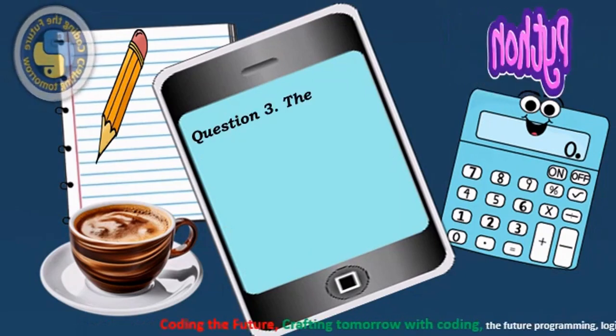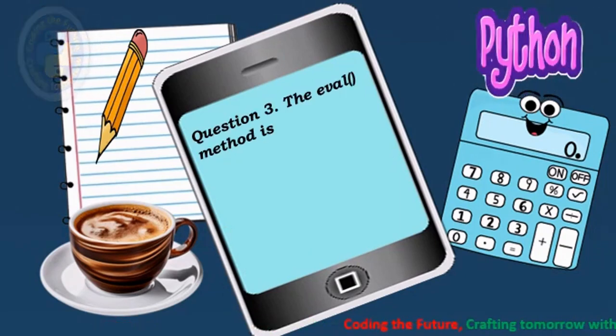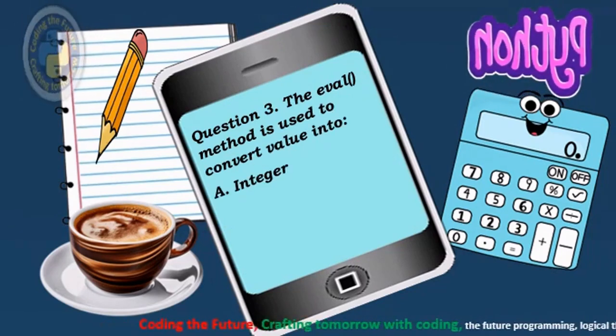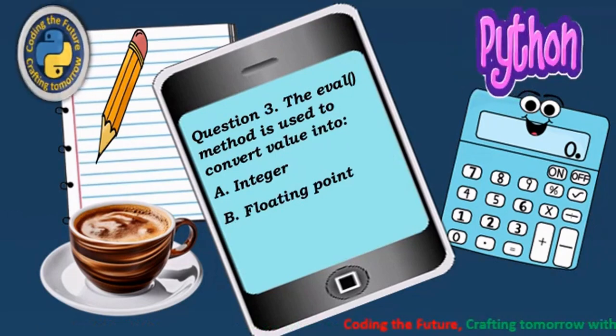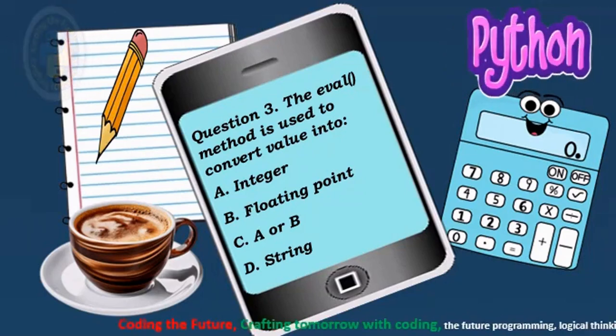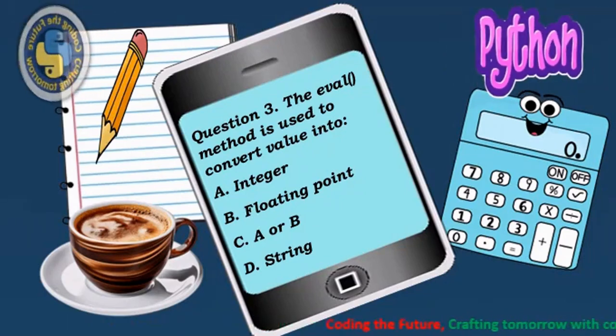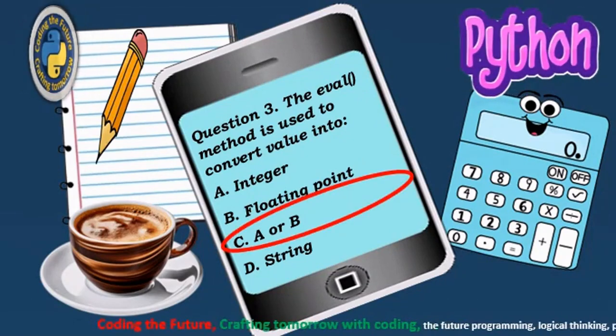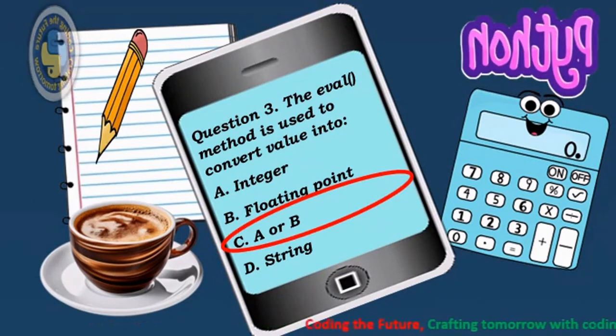Question number 3. The eval method is used to convert value into a integer, b floating point, c a or b, d string. The correct option is A or B.